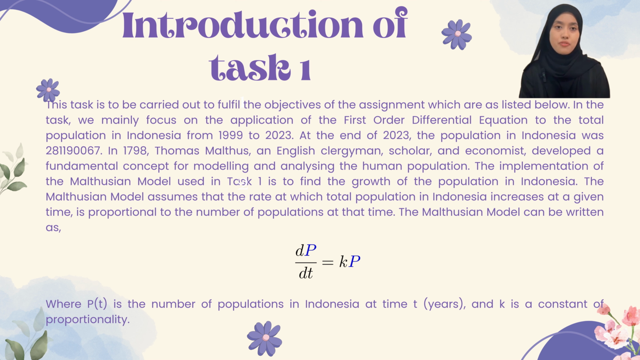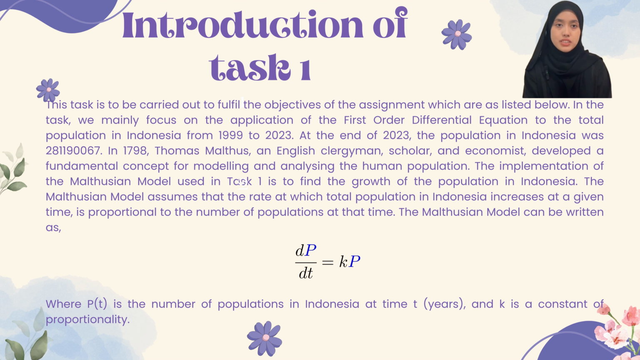In the task, we mainly focus on the application of the first-order differential equation to the total population in Indonesia from 1999 to 2023. At the end of 2023, the population in Indonesia was 281,100,067. In 1798, Thomas Malthus, an English clergyman, scholar, and economist, developed a fundamental concept for modeling, and the implementation of the Malthusian model used in task 1 is to find the growth of the population in Indonesia.